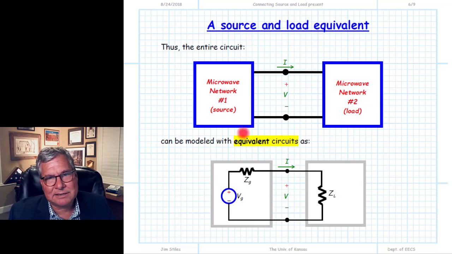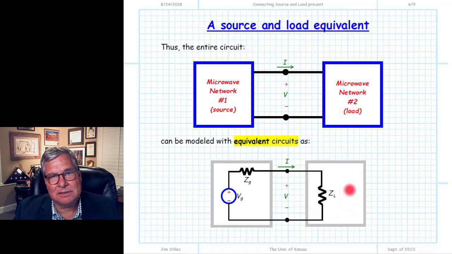This circuit could be fantastically complex, yet we're going to replace it with an equivalent source, and that equivalent source is simply a Thevenin's equivalent. We could use a Norton's, but we usually use a Thevenin's. Everything to the right, that's absorbing energy, we just replace it with its equivalent circuit. Well, that simply is an impedance, ZL.